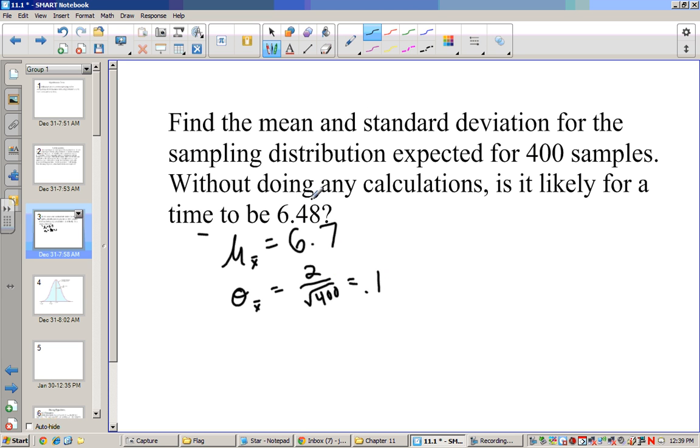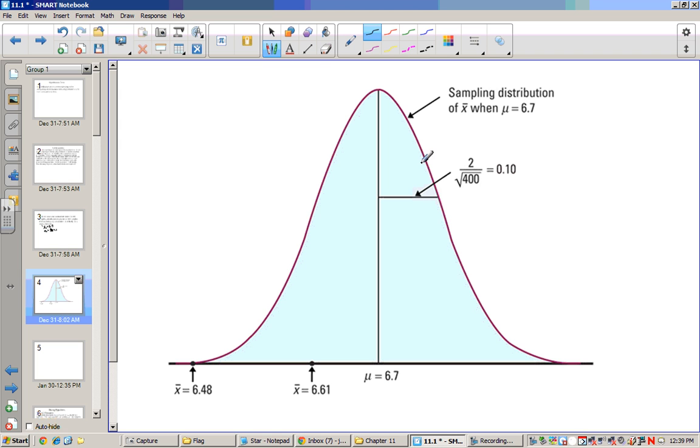So without doing any calculations, how likely is it that we get a time below 6.48? Well, it's more than 2 standard deviations below the mean. So that's probably going to be something that happens pretty rarely. If we graphed out the normal distribution, where we have our standard deviation and our mean, having something like 6.48 is so far away from this mean that we would say this is enough evidence to say that mean isn't truly the mean.